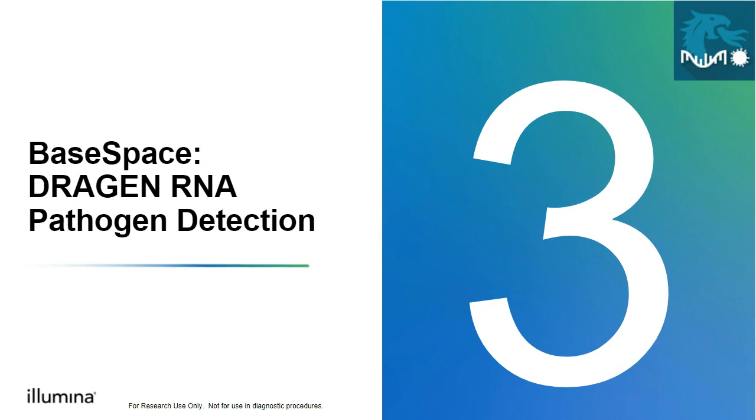Now, I want to talk about the other two applications that will be interesting to discuss because those are two applications that can be used for pathogen detection and also SARS-CoV-2 lineage analysis. The first application is the DRAGEN RNA pathogen detection.